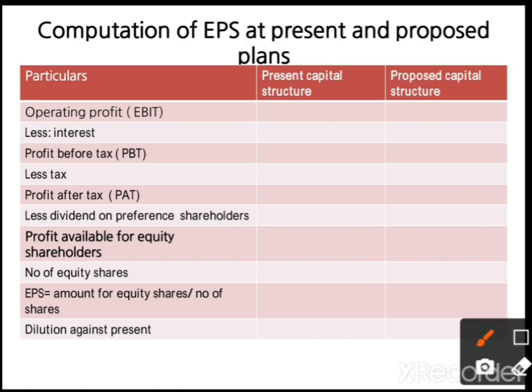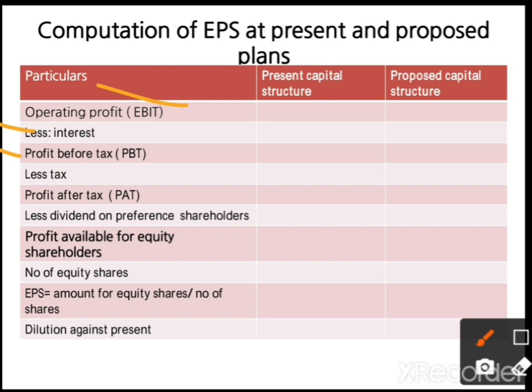Next, first we have to take the operating profit, EBIT. Is it clear? Whatever EBIT is given, we have to take here. If they give different EBIT, we have to take different EBIT. If they give only one EBIT, then that EBIT is applicable to our present as well as proposed plans. Next, less interest. We have to deduct the interest on debentures, which is most important. Interest is given only for debentures, not for preference shares and equity shares. For the plan that has a debenture, we deduct the interest. This is very important. After deducting the interest, we get profit before tax.